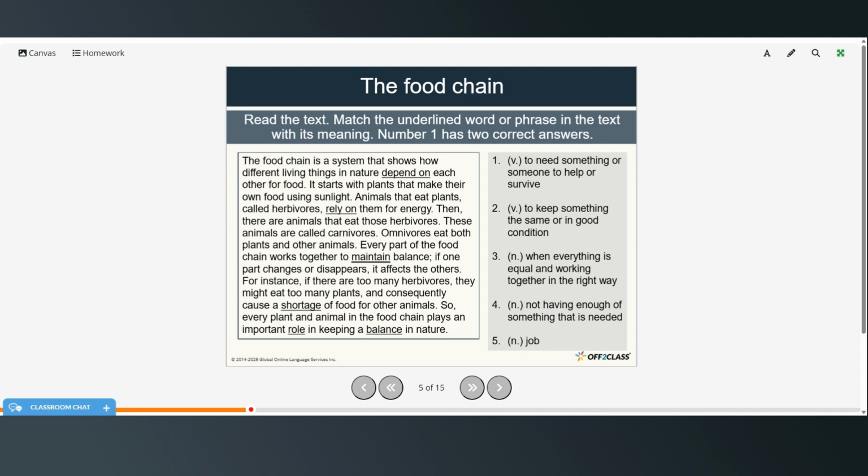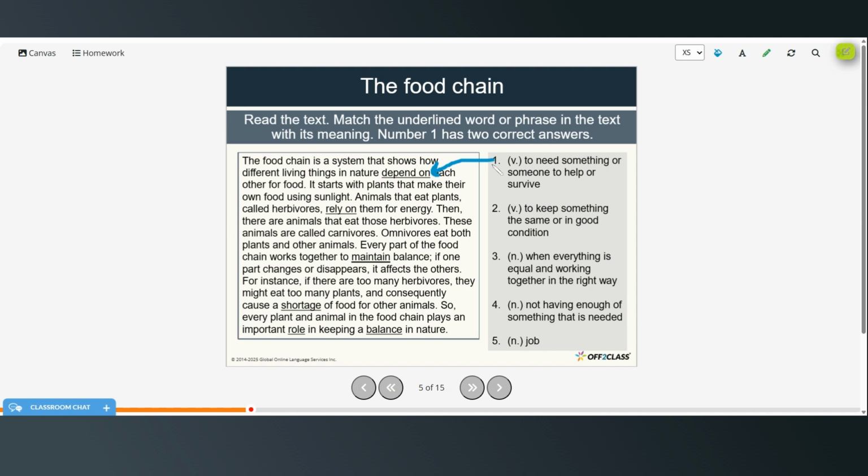Every part of the food chain works together to maintain balance. If one part changes or disappears, it affects the others. For instance, if there are too many herbivores, they might eat too many plants and consequently cause a shortage of food for other animals. So every plant and animal in the food chain plays an important role in keeping a balance in nature.